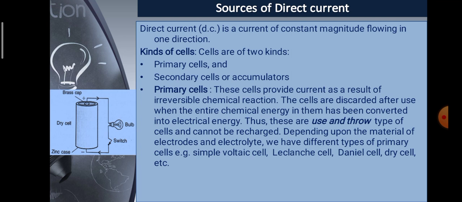Thus, these are use and throw type of cells and cannot be recharged. Depending upon the material of electrodes and electrolyte, we have different types of primary cells. Example: simple voltaic cell, Leclanché cell, Daniell cell, dry cell, etc.